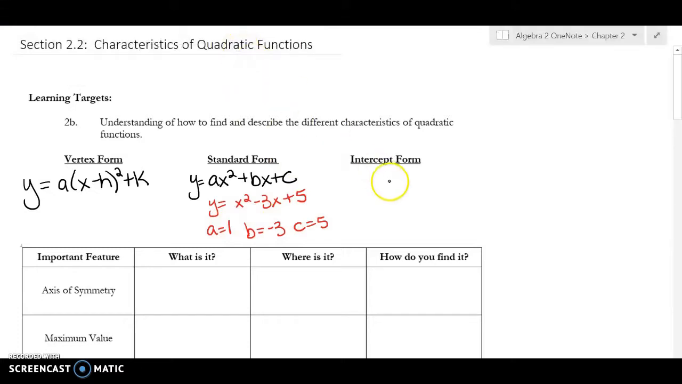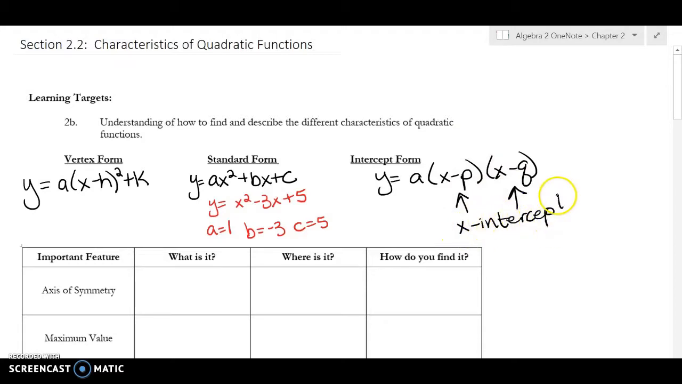Okay, the last form that we have is intercept form, and that's x minus p and x minus q. And what it is, these numbers inside, they tell us the x-intercepts. So they tell us where they cross the x-axis. Okay, so these are the three different forms you have. We have to be able to graph using all of those three forms.